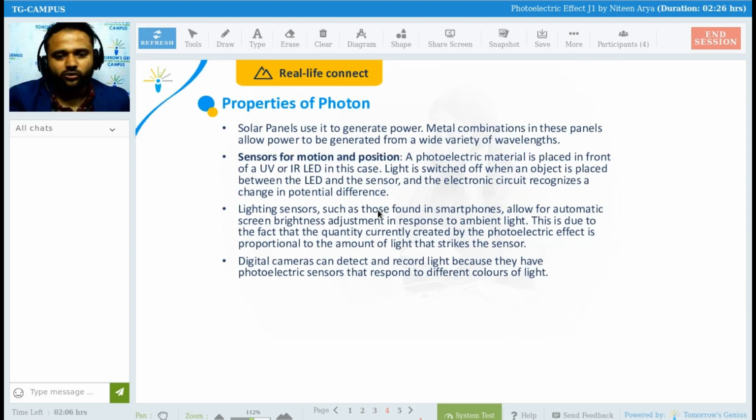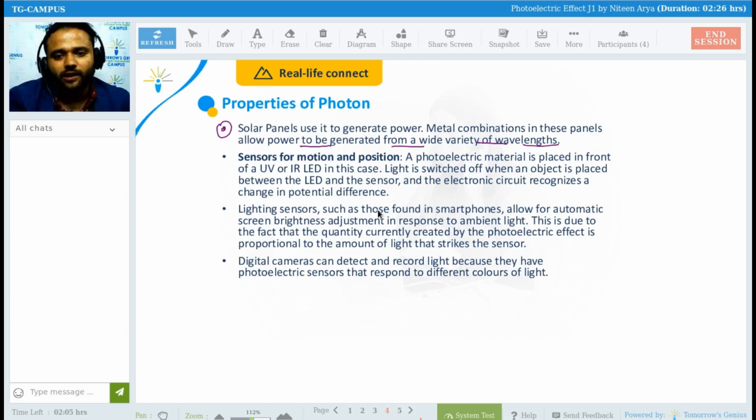Yeah. So now let's discuss the properties of photons. Solar panels are used to generate power. The metal combination in these panels allows power to be generated from a wide variety of wavelengths. Basically, the photons can be converted into energy, and that energy can be converted into electric energy. This is basically what the solar panel is all about.